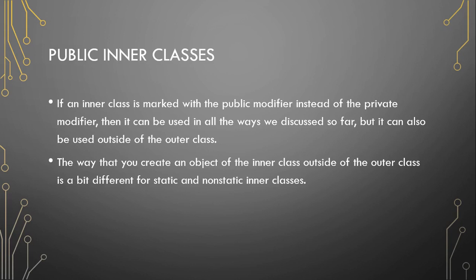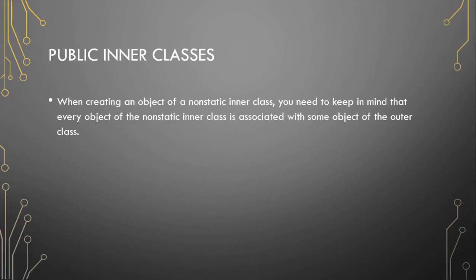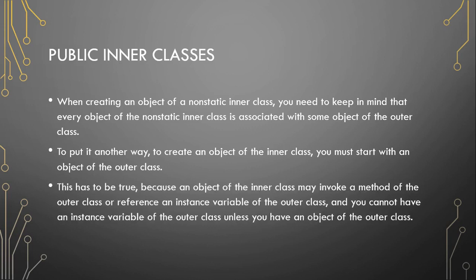The way that you create an object of the inner class outside the outer class is a bit different for static and non-static inner classes. Let's consider the case of a non-static inner class first. So when you're creating an object of a non-static inner class, you need to keep in mind that every object of the non-static inner class is associated with some object of the outer class. So to put it in another way, to create an object of the inner class, you have to start with an object of the outer class.